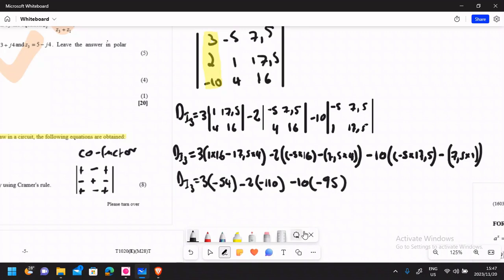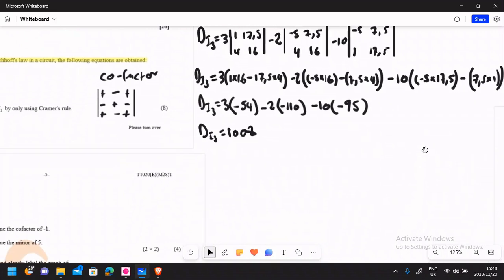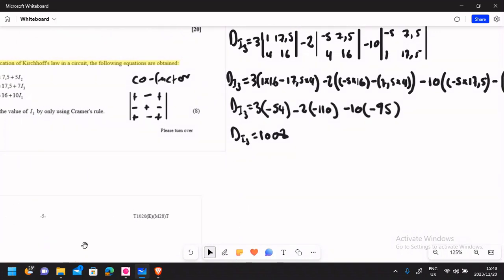All right, so now that we managed to get this, it's time for us to find the final answer. So the final answer for the determinant of this, if you put this on a calculator, you will have 1008. So that is your determinant for what is this?